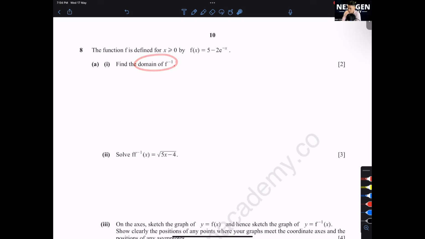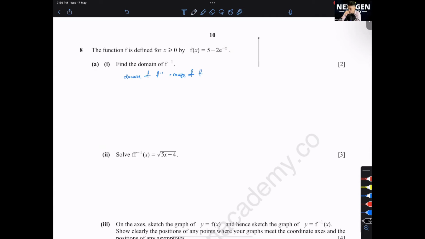They want you to find the domain of the inverse. The domain of the inverse is actually what? The range of f(x). So we have to first understand this part first: the domain of the inverse is equal to the range of your original f(x) graph. Got it? How to find the range of this? You draw it out.